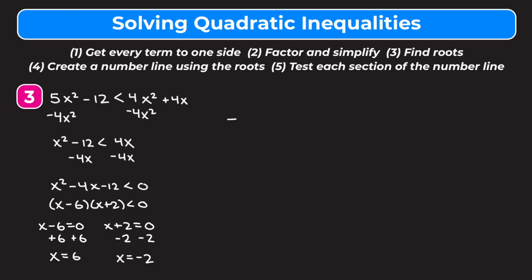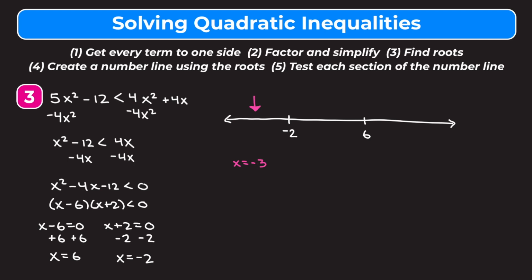And now we're going to go to step 4, which is create a number line using our roots. So I'm going to put negative 2 and positive 6 on our number line. And now we have to test each section. So first we have to test this left section over here. So we need some number that is less than negative 2. So let's just use x equals negative 3.